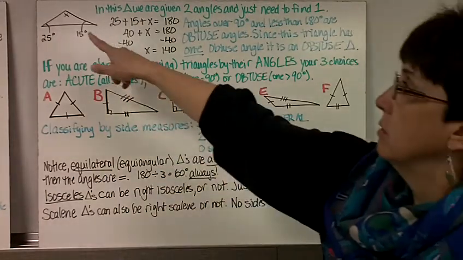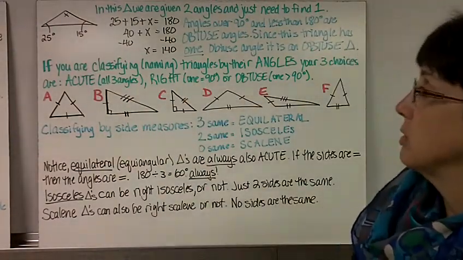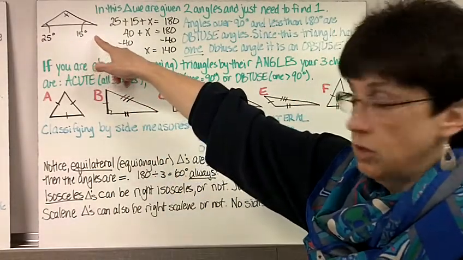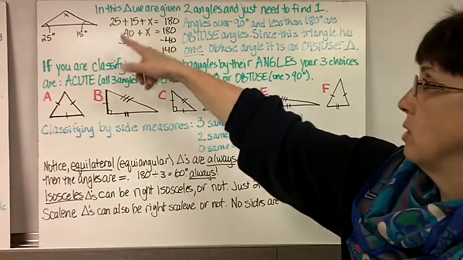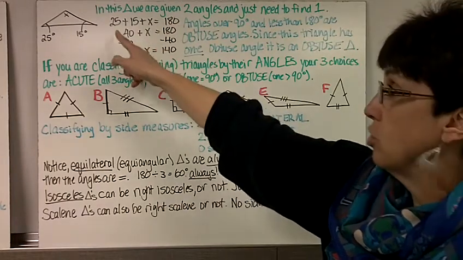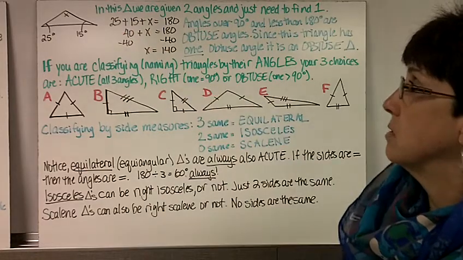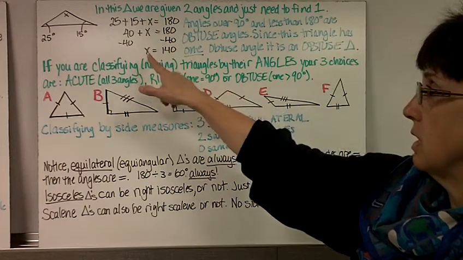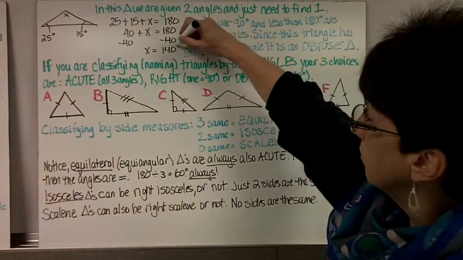In this triangle, we are given two angles and just need to find one angle measurement. Okay, I'm telling you this angle over here is 25 degrees, this angle over here is 15 degrees, and this angle is x. So 25 plus 15 plus x is 180. Once again, combine your like terms. This time they're the numbers as opposed to the x. 25 plus 15 is 40. Subtract 40 from both sides to isolate the x. X equals 140. So 140 degrees, really.